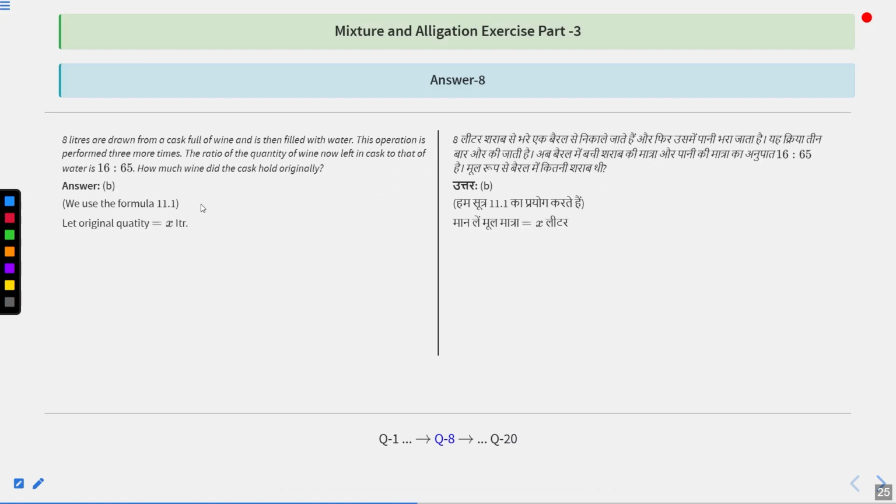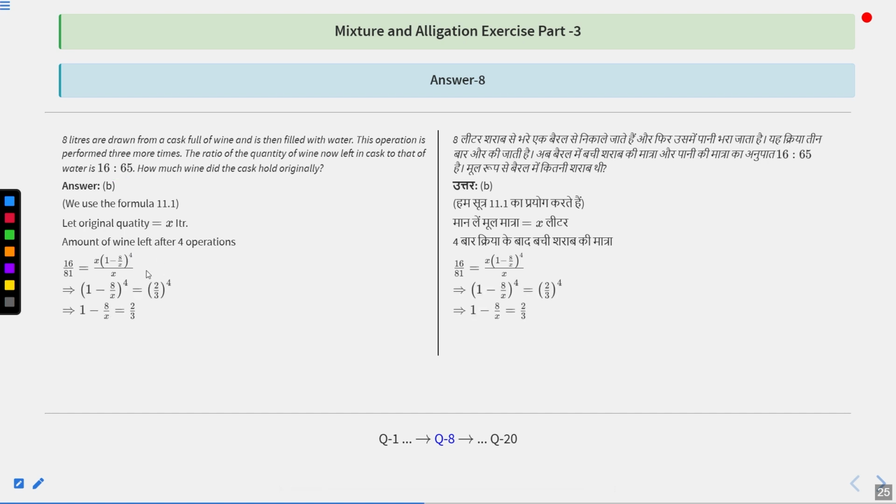We are going to use formula 11.1. Let the original quantity be x liters. Clear? So the amount of wine left after 4 operations, so we use the formula 16 upon 81. Total will be 81, because it becomes 16 plus 65. And the formula of alligation, we use it in the replacement method: total quantity, 1 minus quantity taken out upon total quantity, to the power n, where n is the number of operations being applied. So we are doing it 4 times. So x in the bracket, 1 minus, we took out 8 liters, so 8 upon x, power 4, upon x. So when we solve it, we get the value of x, which is 24 liters.